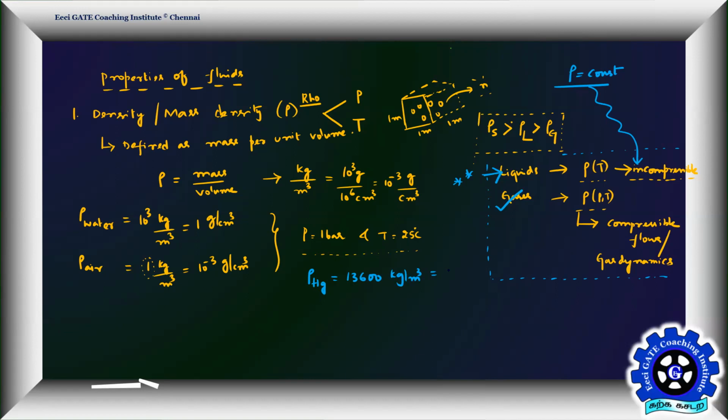If I go for gram per centimeter cube, it becomes 13.6 gram per centimeter cube. See the number. For water, it is 1000, whereas for mercury, it is 13,600, almost 13 times more. Please be careful with that. Next, coming to the next property, which is weight density. Instead of mass density, I'm talking about weight density.